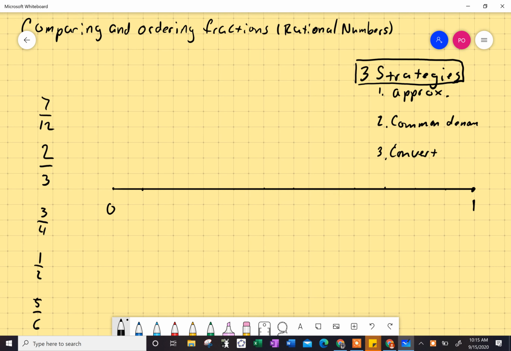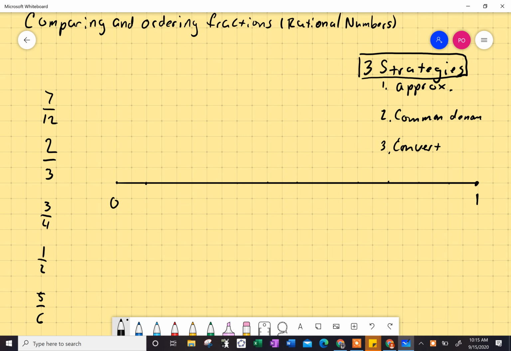And the very first one is approximating. And so what I'm going to say is this. I'm going to try to order 7/12, 2/3, 3/4, 1/2, and 5/6. And the very first thing I'm going to do is I'm going to say, well, I know that 1/2 is someplace right in the middle.